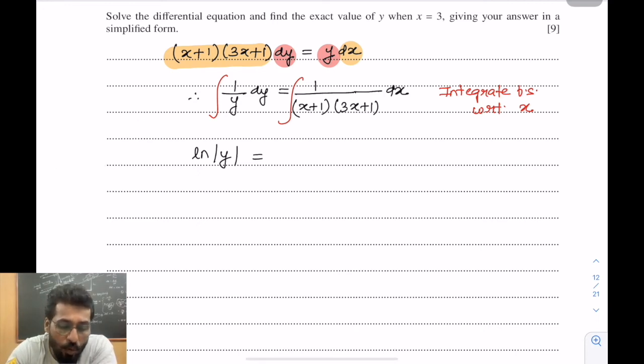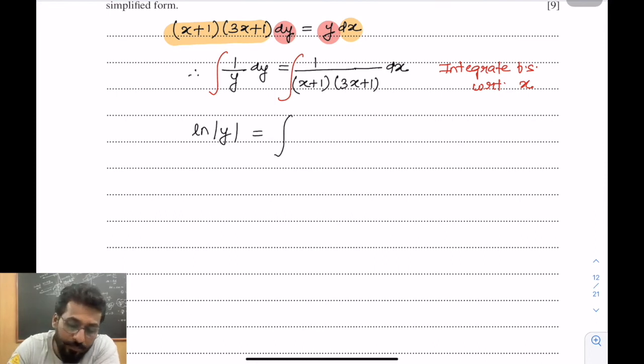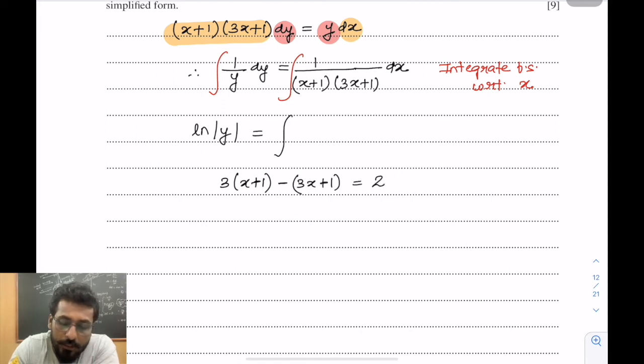So what I'm going to do here? Observe. So I write integration of, and you want to show this step, 3 times of x plus 1 minus of 3x plus 1 is equal to 2, right? If you want, you can simplify it further also: 3x plus 3 minus 3x minus 1. Okay, so that gives you 2.